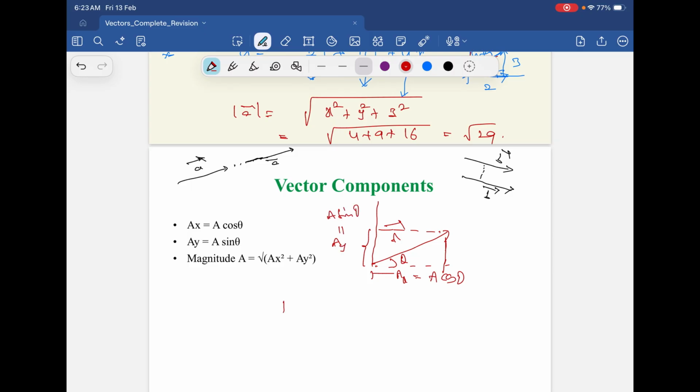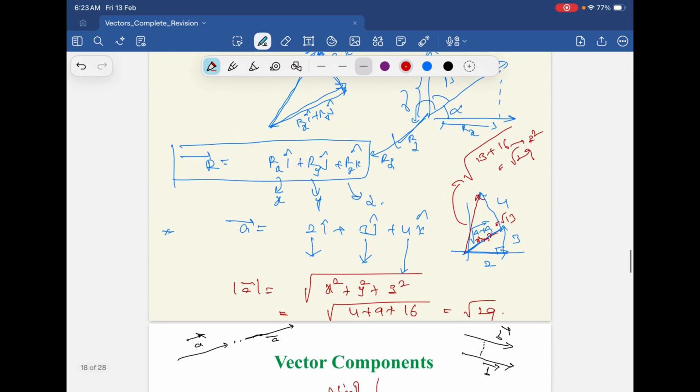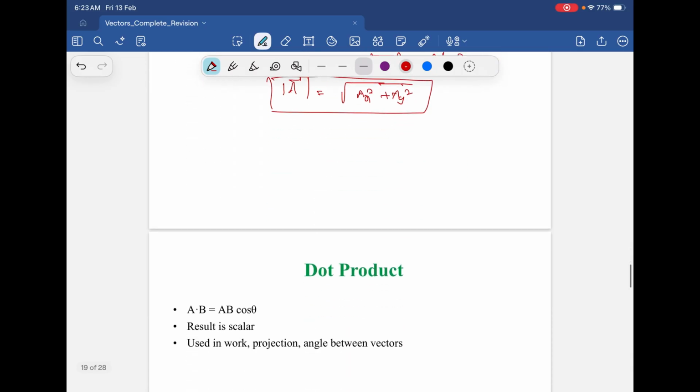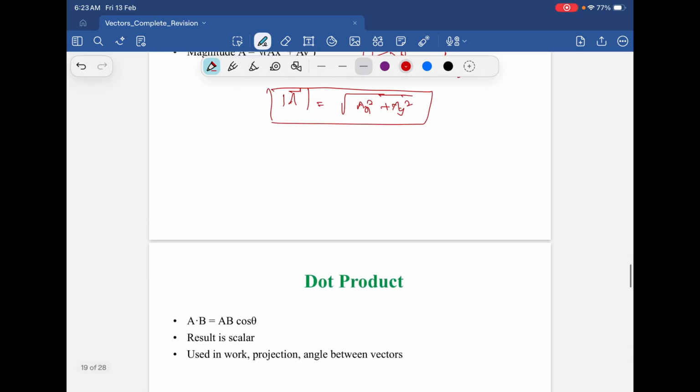Yes sir, what is the magnitude? Mod of A is root of x component whole square, Ax square, plus y component whole square, Ay square. One problem also we have done just now. Okay, this is what the components of a vector are: x component, y component and z component.